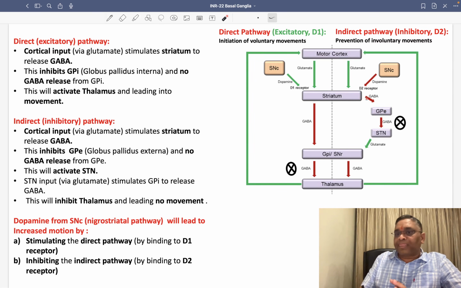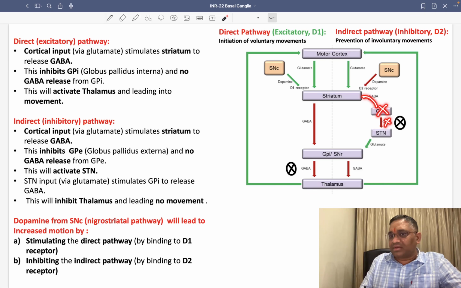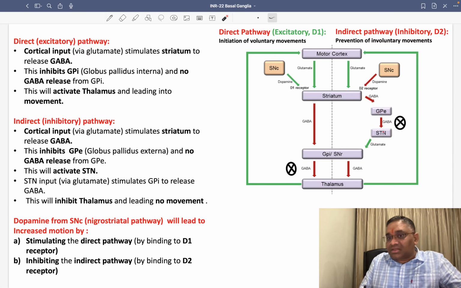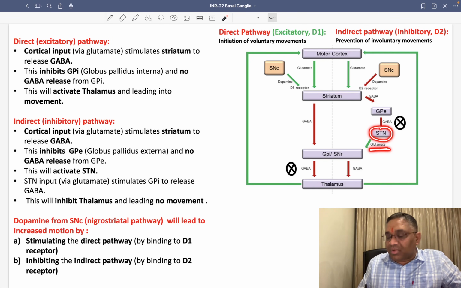Now understand? Because this striatal GABA has inhibited the externa, and if the externa has been inhibited, there will be no GABA release. If there is no GABA release, what will happen? The subthalamic nucleus will not be inhibited, and as a result, it will be releasing an excitatory neurotransmitter. So the subthalamic nucleus will be releasing glutamate.